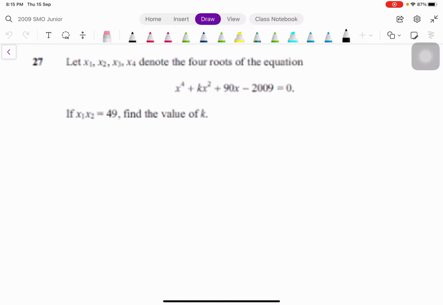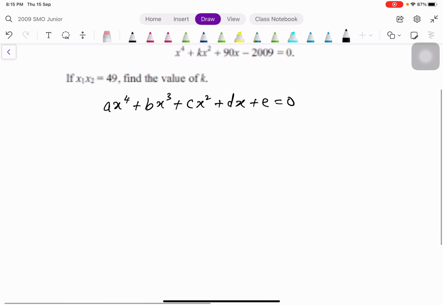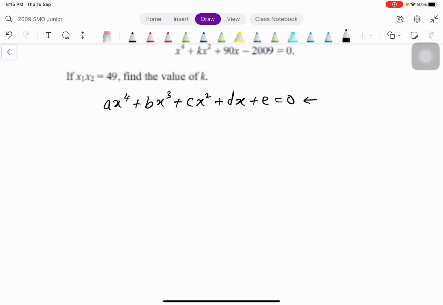Okay, before we solve this question, I think I need to introduce a more general result on the roots of the equation. Suppose we have ax to the power of 4 plus bx to the power of 3 plus cx to the power of 2 plus dx plus e equal to 0. Can you see that this is power 4, therefore there will be 4 roots, x1, x2, x3, and x4, right?